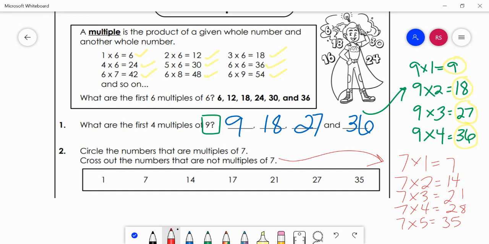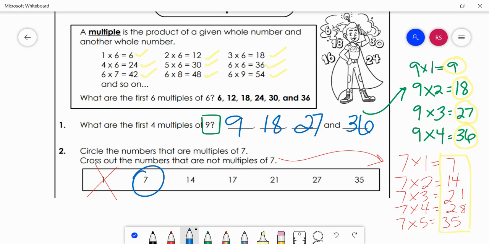All right, so let's go through. We're circling numbers that are multiples of 7, crossing out numbers that are not. Is 1 a multiple of 7? So let's look. Remember, the multiples are the products. So do you see the number 1 listed there? No. So I would cross off the number 1. Now, don't get confused because 1 is a factor of 7 because 1 times 7 is 7, but it's not a multiple. There's nothing you can multiply by 7 to give you the number 1, right? Okay, 7. Do you see the number 7 listed? Yes, 7 is a multiple of 7 because 7 times 1 equals 7.